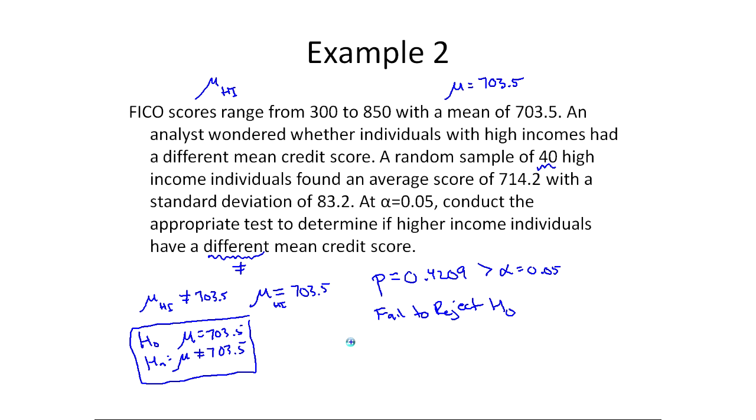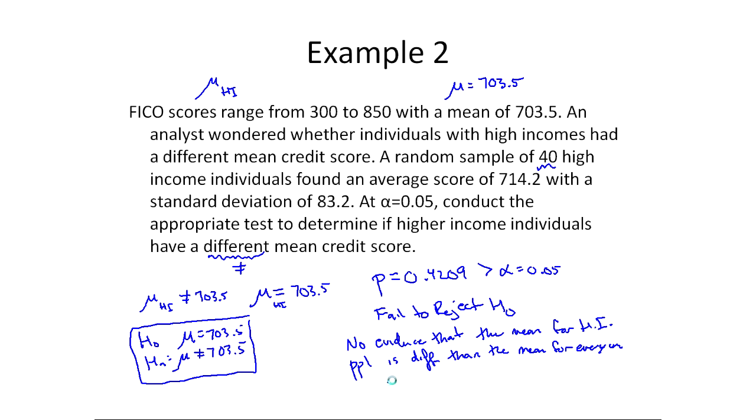So one way I could say this is that there's no evidence that the mean for high-income people is different than the mean for everybody else. We have no evidence to support that at all. So we don't know, maybe you could have a hypothesis about something else and maybe that could be proven, but we don't have evidence to prove this hypothesis. So that would be my interpretation.